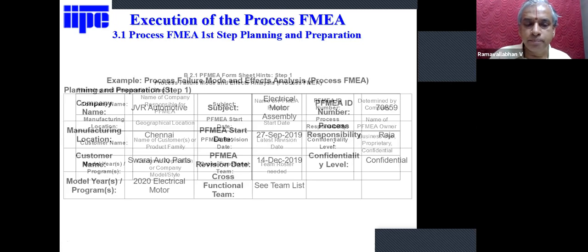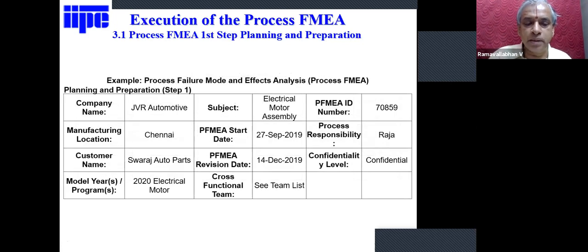This is the example. For example, company name, it is your company name, JVR Automotive. Location is Chennai. You are working for the customer Swaraj Auto Parts. Model or year, you can write 2020 electrical motor. Subject, this is an electrical motor assembly. When the project has started, on 27th it started. The next revision has taken place on 14th December. And the cross-functional team.